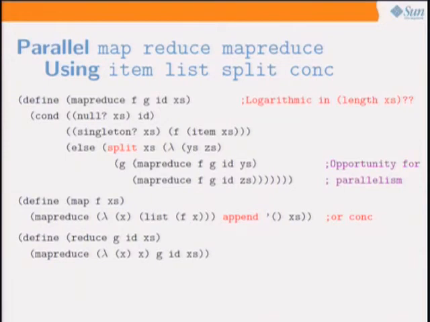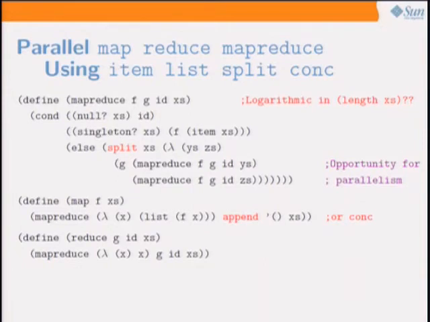One is that MapReduce, in addition to the list xs, takes three things, f, g, and an identity value. And each of the three cases of the cond uses one of those three values, so that there's a correspondence between the catamorphism that we supplied to MapReduce and the pieces of the structural recursion. That correspondence was not apparent in the car, cdr, cons version of MapReduce.